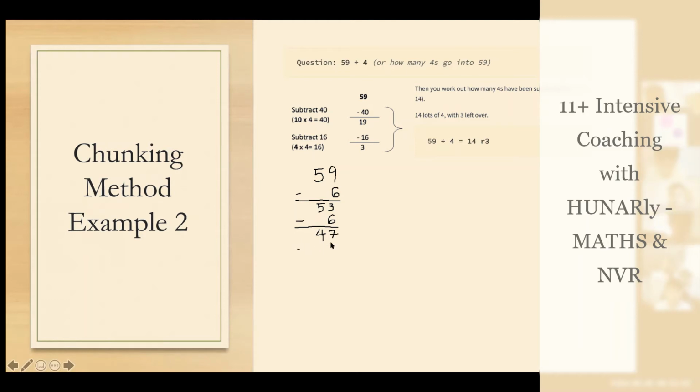So, who knows the next one? Akshara? 41. Perfect. And the next one? Lucky? 34. Not quite. So 41 minus 6. Neil? 35. Perfect. Okay. Mittu, can you do the next one for me?